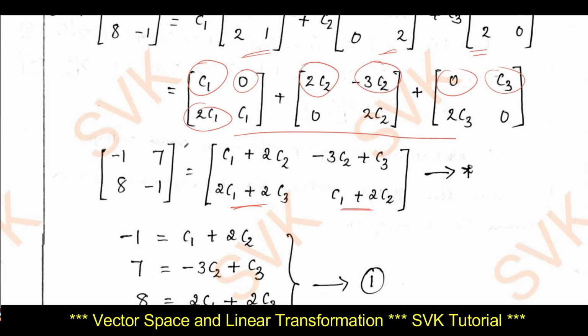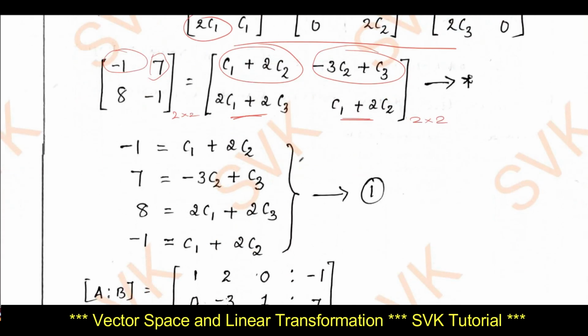Then I will be equating, as we have equal matrices. We know the definition of equal matrices. Both the left hand side and right hand side are 2 cross 2 matrices. So I can equate the first element with this first element. That is what I am doing. Similarly, 7 is equated with this element. All these things we have done, and name that as equation 1. So just equating the elements.